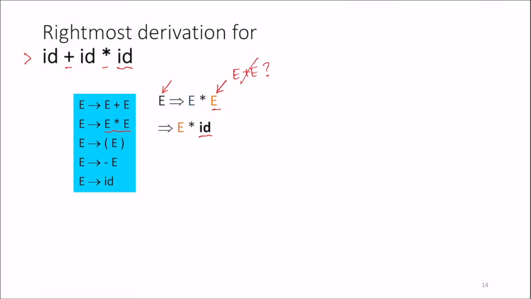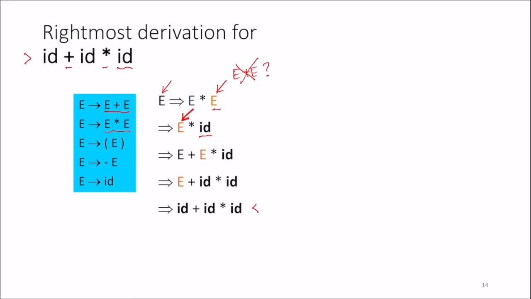So this one is ruled out as a choice. So even though I have a choice, it's not deterministic. Some of the choices are ruled out because of the input string that I have to parse. And then I take the rightmost symbol, which is this e here, and I replace it with e plus e, which is the right-hand side of this rule. And now I just replace the e's with the identifier token, and I get id plus id times id.